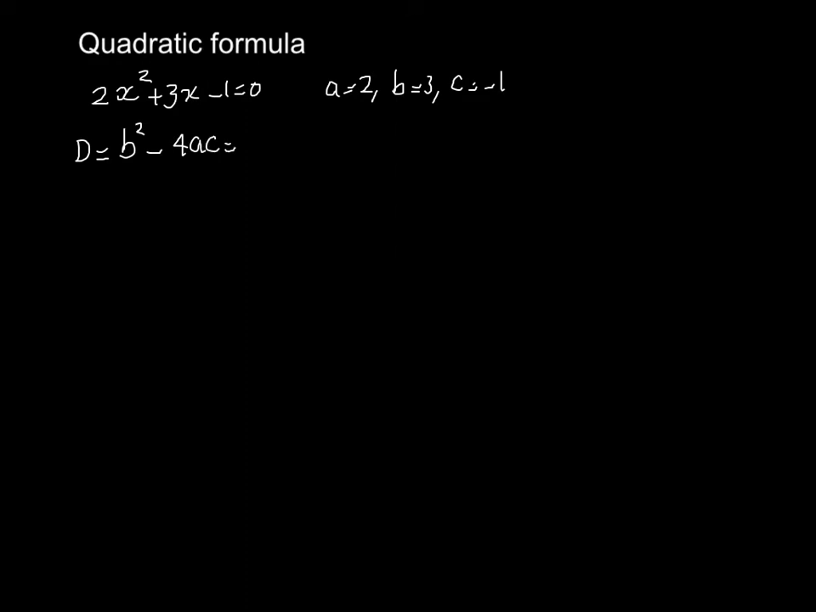which is b squared, which is 3 squared, minus 4 times a, which is 2, times negative 1. This is going to give us 9. Now, negative times negative 1 is positive 1, plus 8, which is going to be 17. Since 17 is greater than 0, then it means there are two real roots.